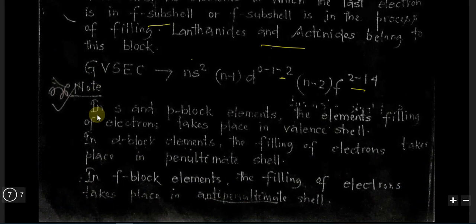Important note: in S and P block elements, the filling of electrons takes place in the valence shell. In D block elements, the filling of electrons takes place in the penultimate shell. In F block elements, the filling of electrons takes place in the antepenultimate shell.